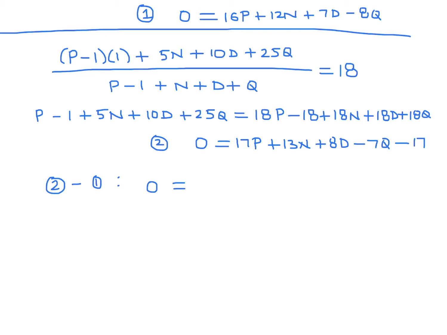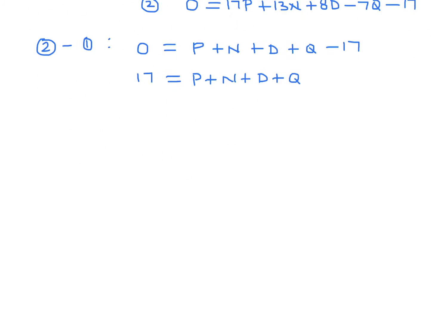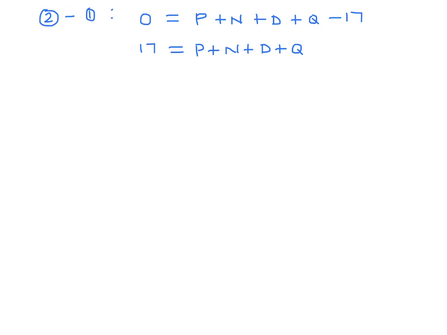2 minus 1, let's see here, P plus N plus D plus Q minus 17. All right, that looks good. I like the way that looks. So that means that P plus N plus D plus Q is 17. So that means there's 17 coins. Okay. That works out pretty decent, I think. Now we have to figure out how many nickels.